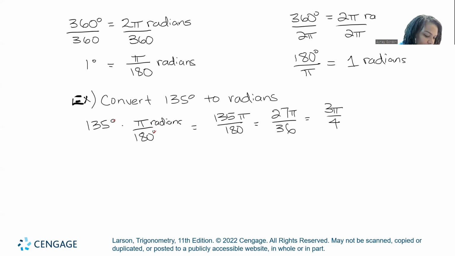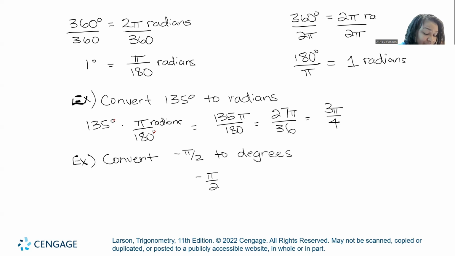Let's do one going the other way, and let's convert negative pi over 2. Okay, so I'm starting with radians. So this time, I want degrees to be on top, not radians on the bottom. So I'm going to use 180 over pi. And then I'm going to multiply those two. So I can see those pi's are going to cancel out. The 180 and 2 can simplify to 90 degrees. And this is a negative times a positive, so it's going to stay negative. So negative 90 degrees. We know that one is negative pi over 2.